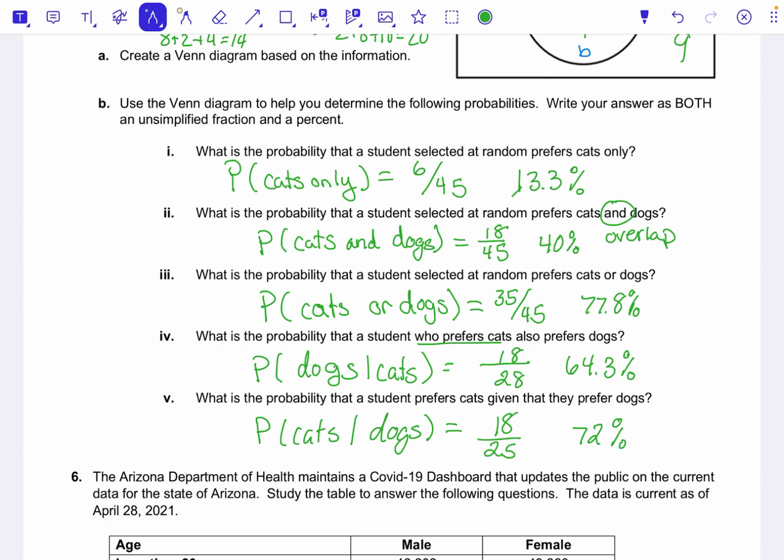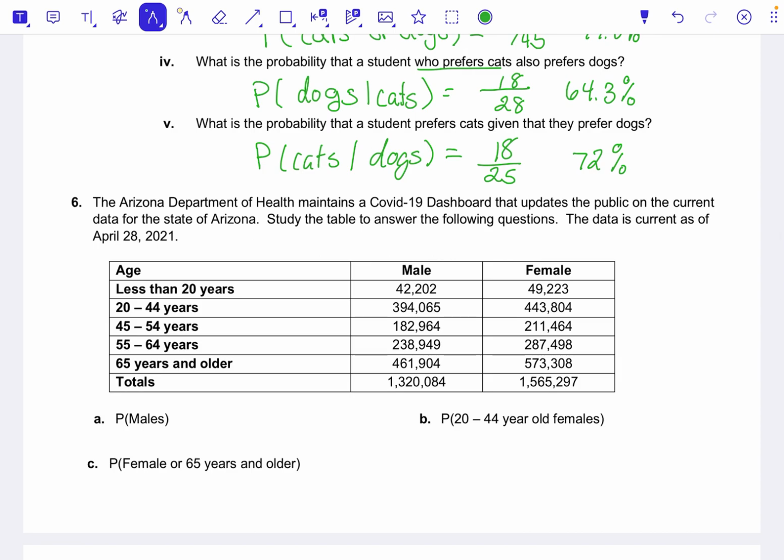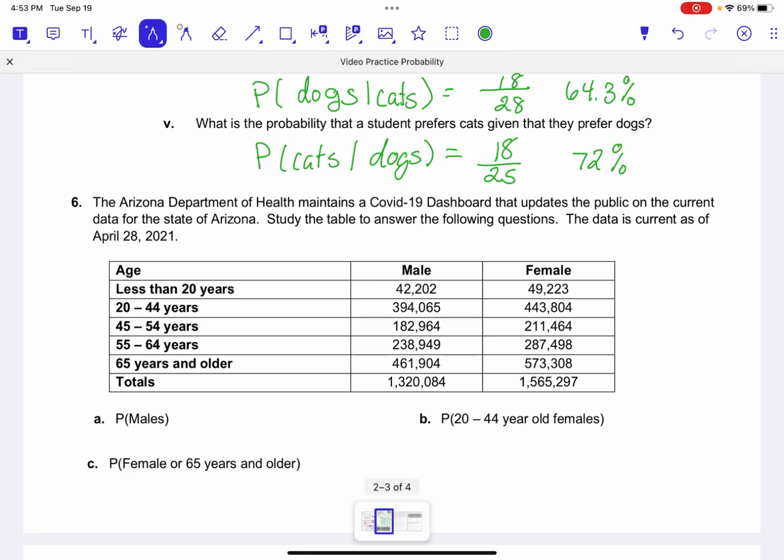Next up, we're going to take another look at a contingency table. This particular contingency table only gave us the total down here, but didn't give us the total overall. One thing you might find helpful is to go through and do some totals so that you have them. Not necessary. I did the totals as I needed them. It's up to you. In this case, the total male plus the total female does come out to 2,885,381.